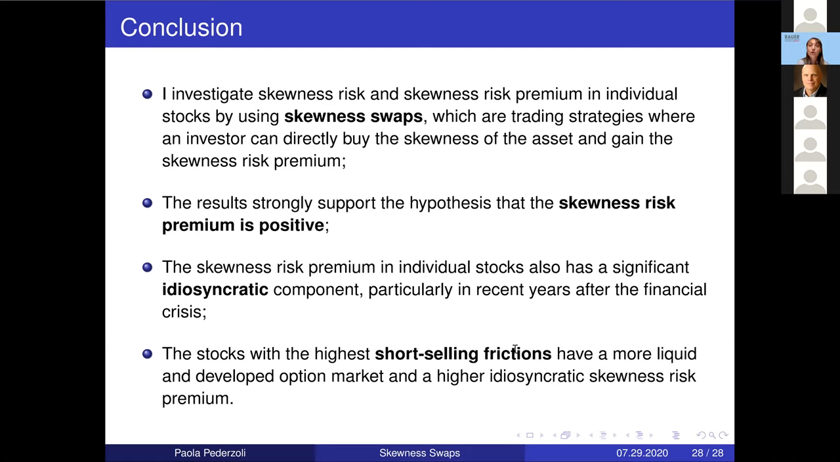The results strongly support the hypothesis that the skewness risk premium is positive. Investors like positive skewness, and they don't like negative skewness, and they want to be compensated for that. This is consistent with the theory of Krauss and Litzenberger. When I decompose the skewness risk premium into the systematic and idiosyncratic parts, I find there is an important idiosyncratic part that even increased through time. And finally, I show that the idiosyncratic part of the skewness risk premium is connected with short selling friction.